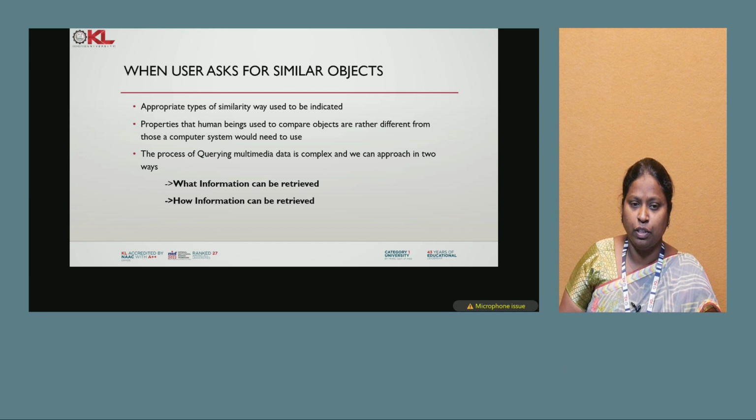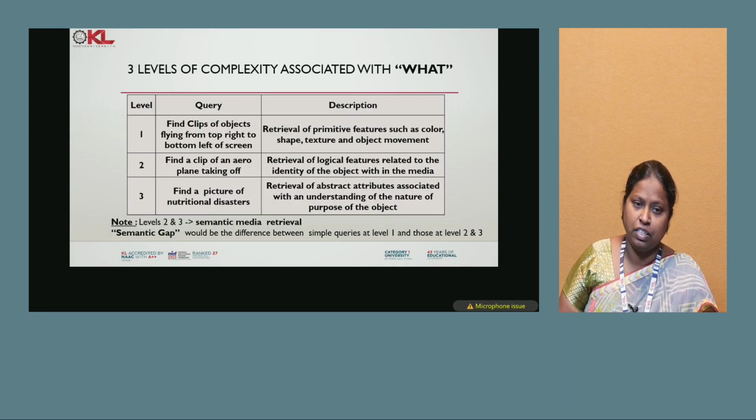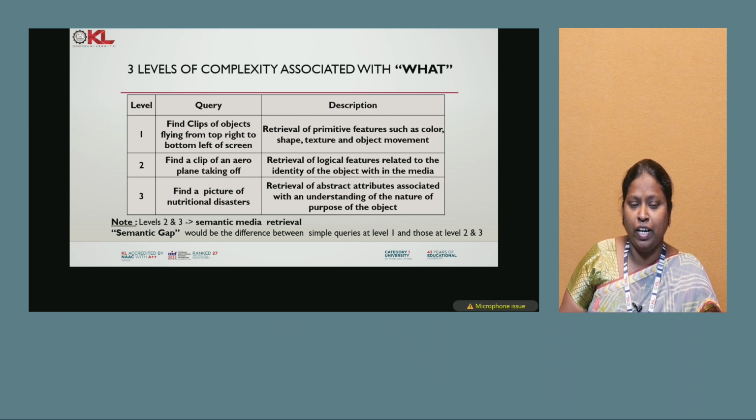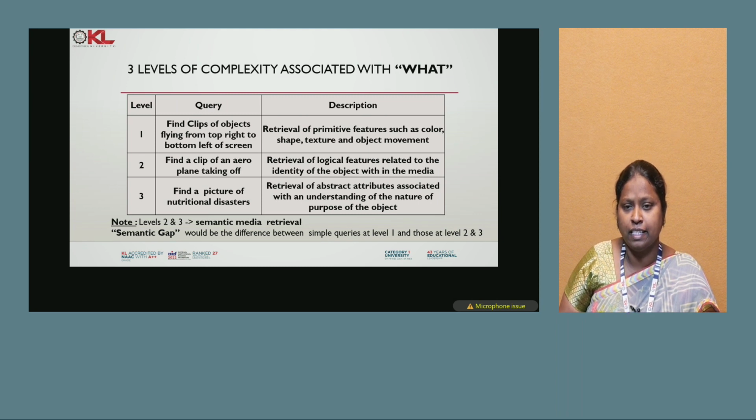The process of querying multimedia data is complex and we can approach it in two ways: what information can be retrieved, and how information can be retrieved. Next are the levels of complexity associated with what. Level 1: the query is to find clips of objects flying from top right to bottom left of the screen. The description is retrieval of primitive features such as color, shape, texture and object movement. Next, find a clip of an aeroplane taking off. The description is retrieval of logical features related to the identity of objects within the media.